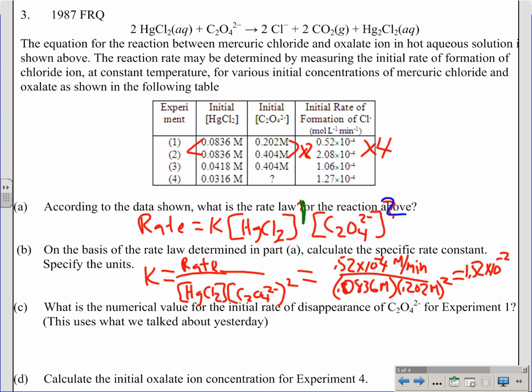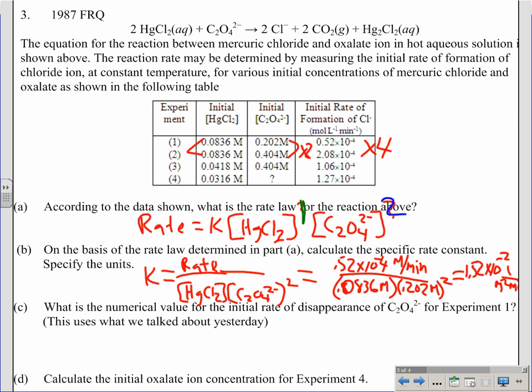And my units would be, now remember we just talked about this a second ago. Take the overall order and subtract 1. That tells you how many molarities you got on the bottom. Third order, I should end up with 2. And my time unit here was minutes, I believe. So 1 over molarity squared minute would be my unit.